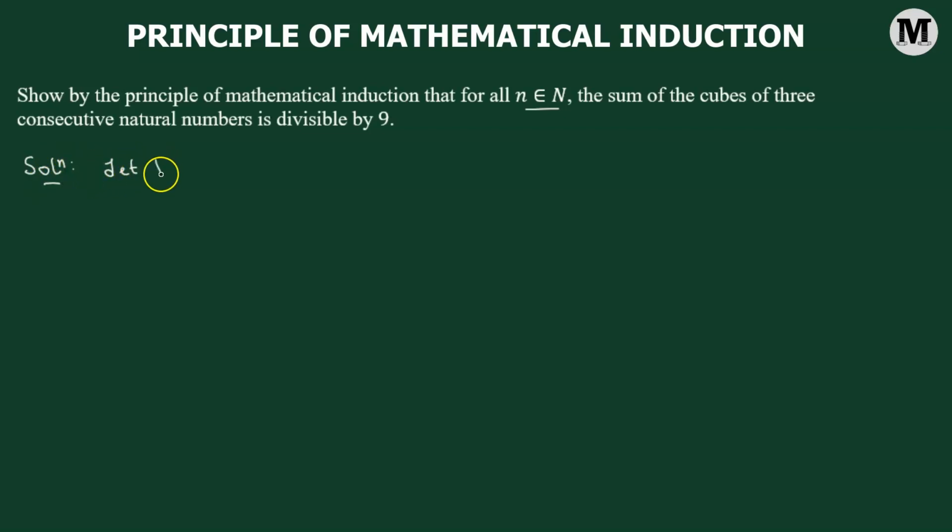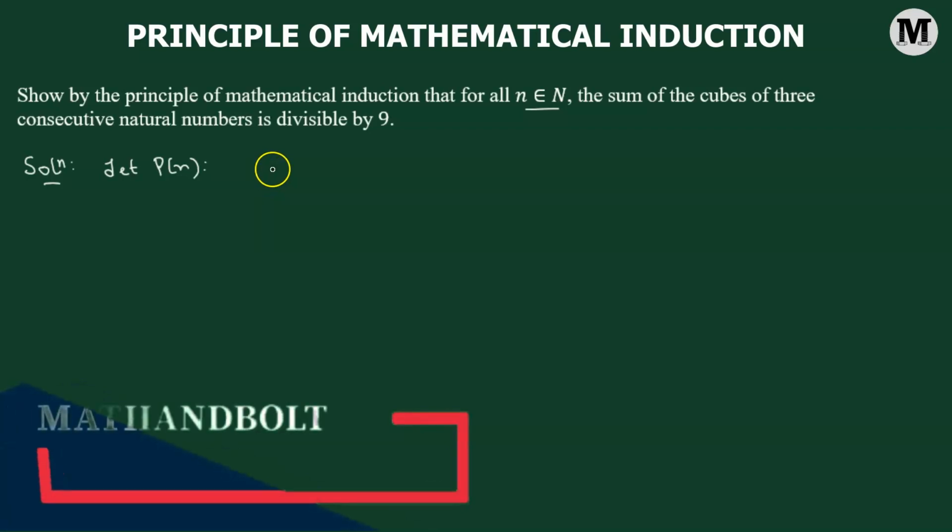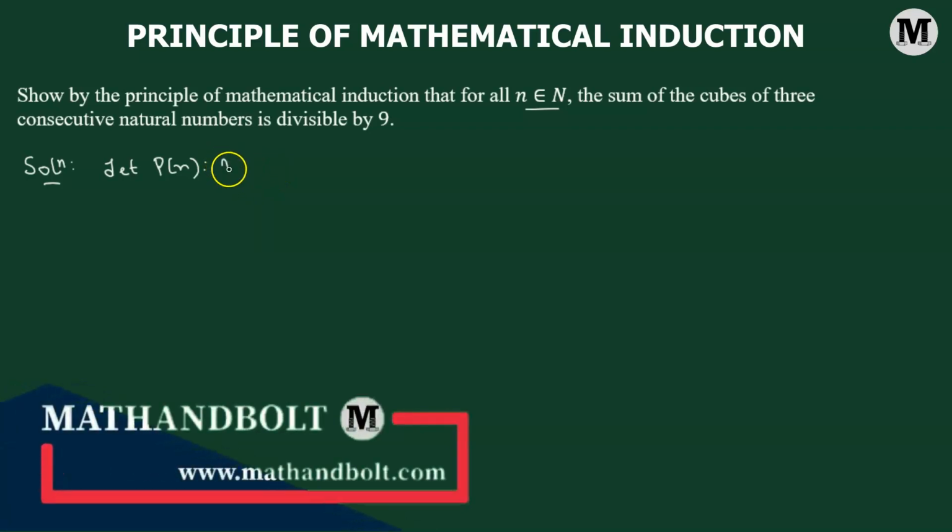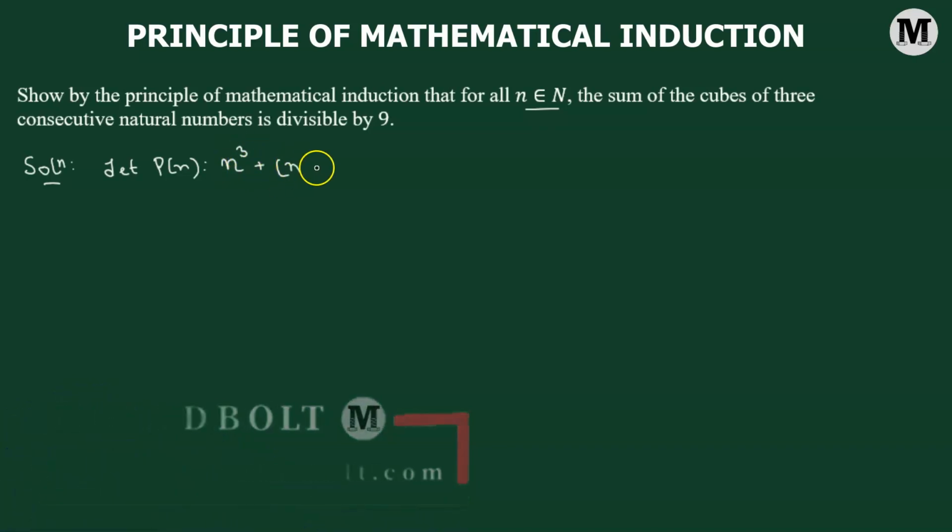So here we have the statement P of n such that the sum of the cubes of three consecutive natural numbers is divisible by 9. So let us suppose the first natural number is n. So we are going to consider n cube. Then the next consecutive natural number is going to be n plus 1. We are going to cube it and then add it to the cube of the next consecutive natural number, which is n plus 2.